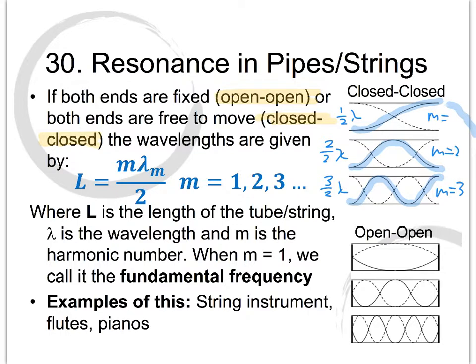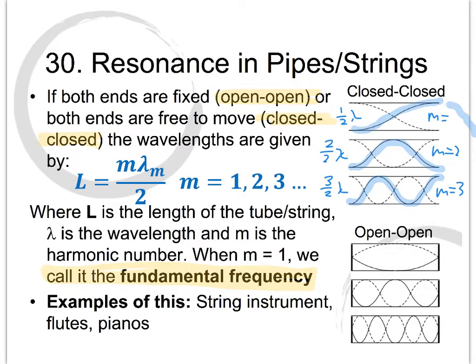Okay, so this allows us to solve for what wavelengths will fit nicely into the pipe. All the different wavelengths that will fit nicely into the pipe. All right, this first one here, when m is equal to 1, that first harmonic, we call that the fundamental frequency, and that really represents the biggest possible wavelength that can fit into this pipe. And we see that visually right here.